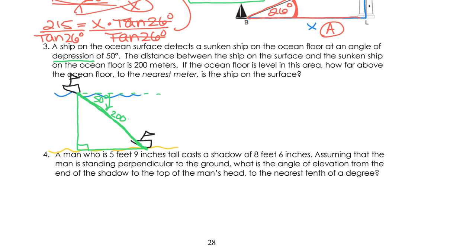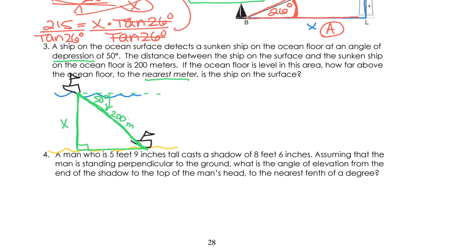200, if we want to put a label on it, it would be meters. Okay. All right, if the ocean floor is level in this area, how far above the ocean floor? So above the ocean floor is this vertical piece here, and so they want to know that piece. To the nearest meter, there's our rounding directions, is the ship on the surface. Okay. So how far above the ocean floor is the ship on the surface?